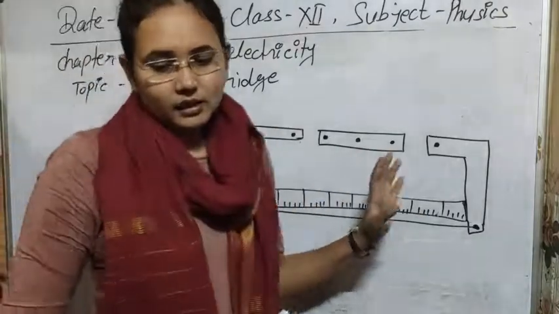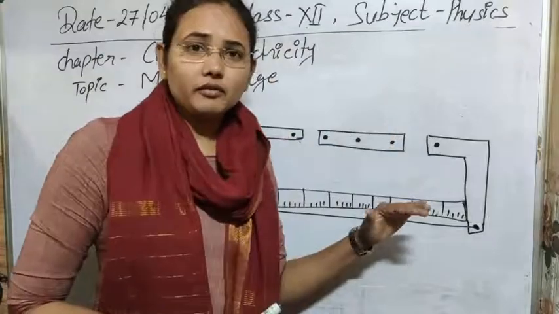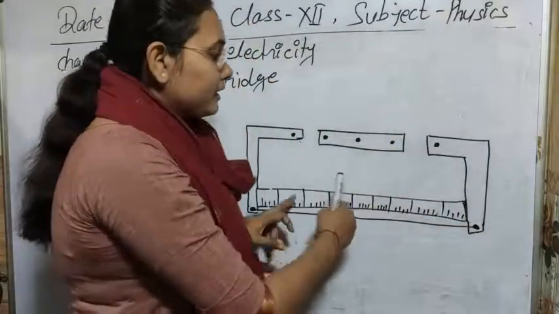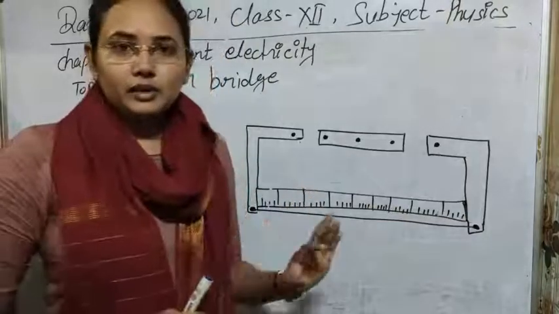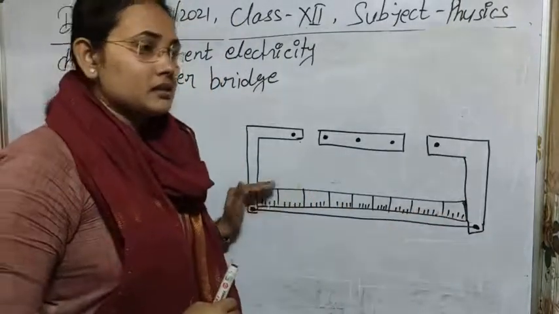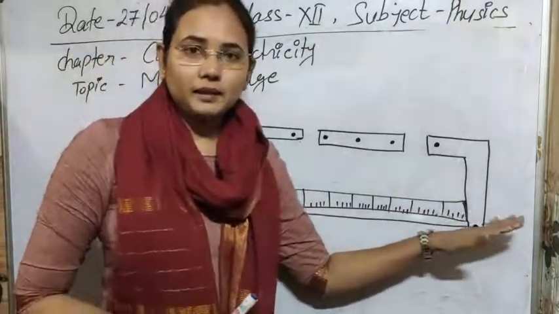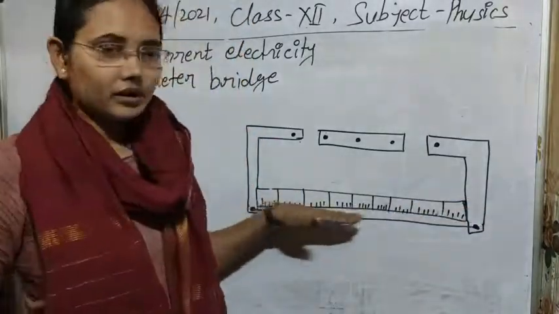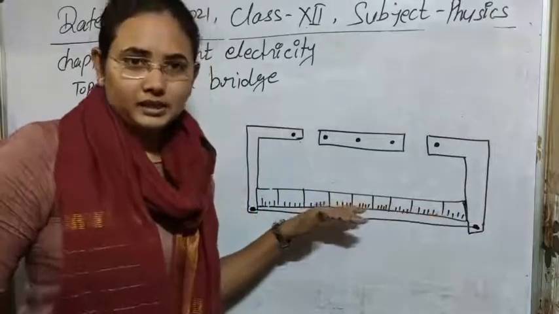So in this construction, a 1 meter long wire we are using, and some copper plates and a meter scale that is attached to it. This is also a 1 meter scale we have. Means we can measure the length here by using this kind of meter scale.